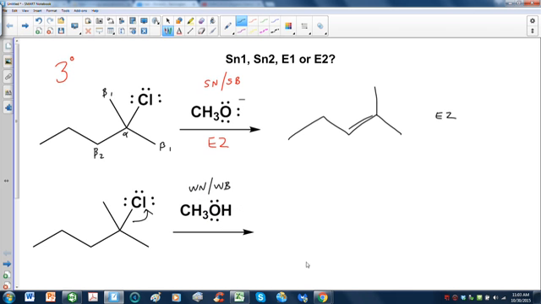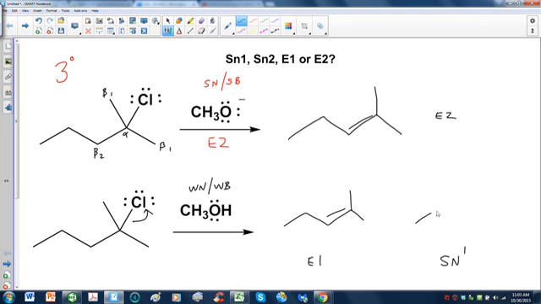In other words, we see a product of either E1 or Sn1 reactions, and we know that because of the fact we have the weak nucleophile and weak base. So I'm going to do E1, Sn1 over here. The E1 product is actually going to be the same as this E2 product because this beta 2 carbon is more substituted than the beta 1. So there's our elimination product.